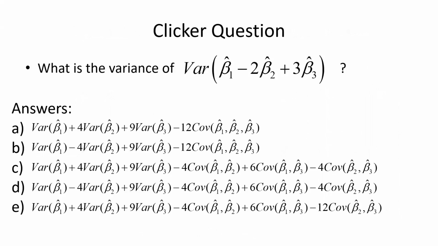Here is a question for you. What is the variance of this linear combination? Variance of beta 1 minus 2 beta 2 plus 3 beta 3. I have 5 different answers. One of them is right, and I'll leave you to answer this.